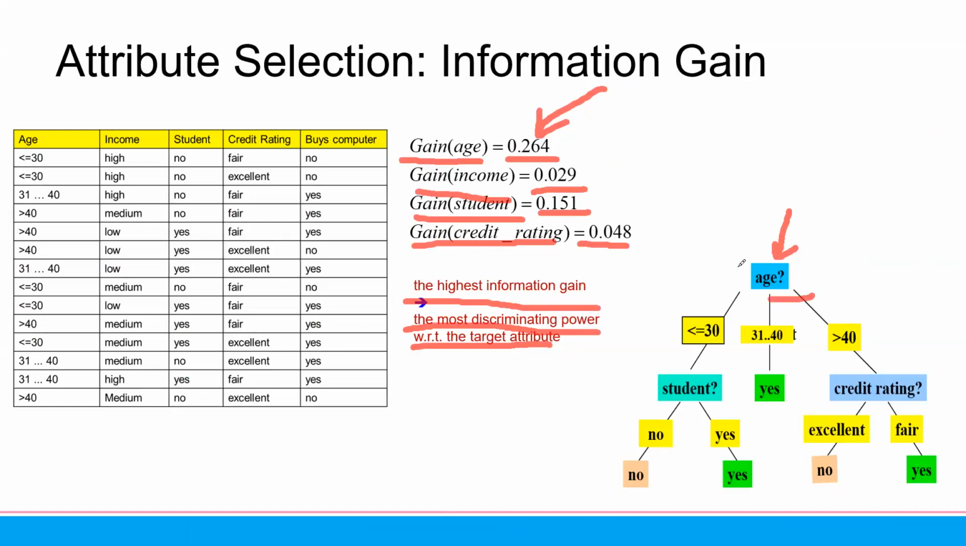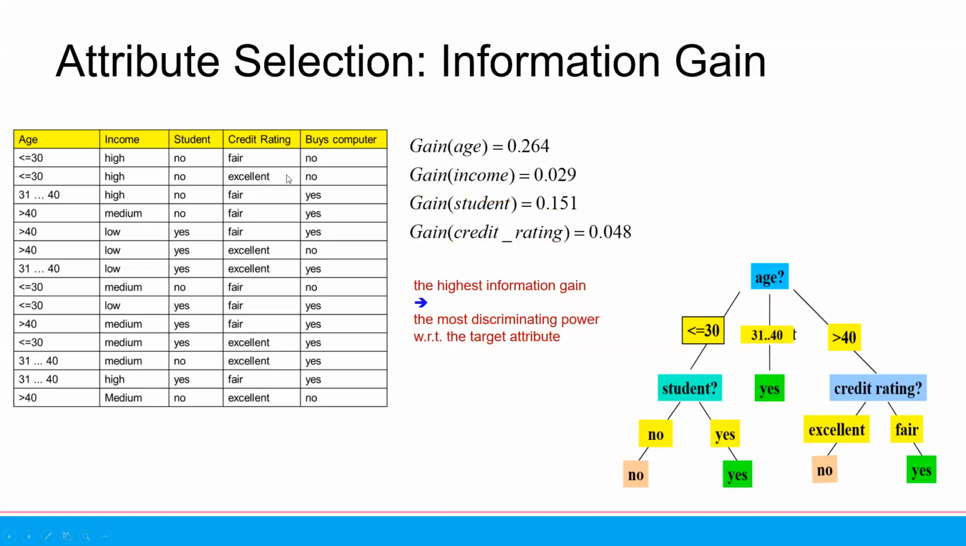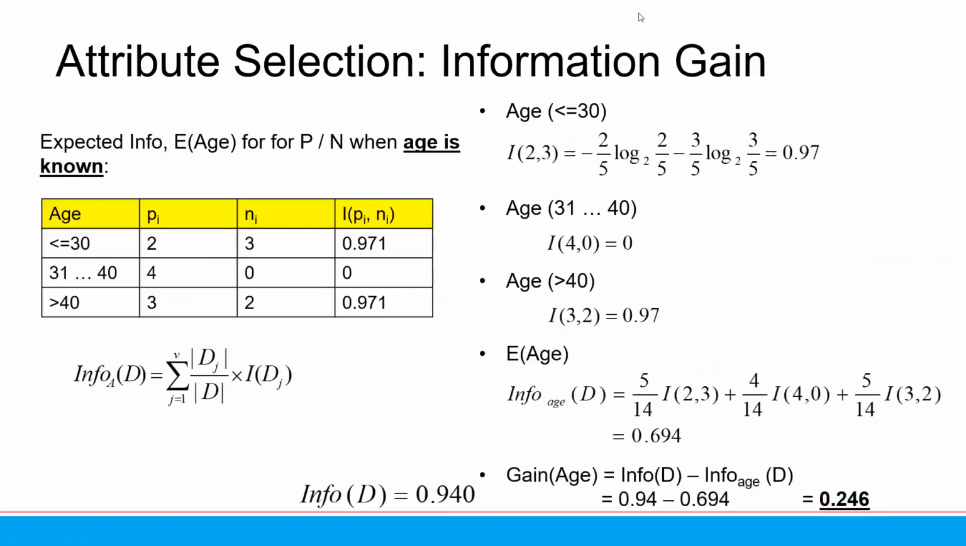So after we have this age, we will check again. So we get student. What about this one? 31 until 40. We do not need to check because it is already clear. We have 4 and 0. We cannot split anymore.